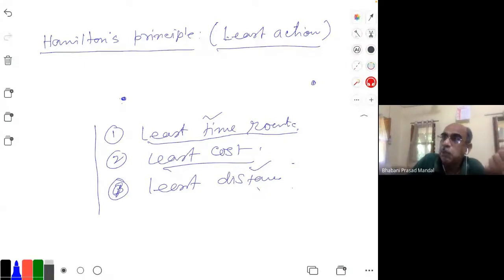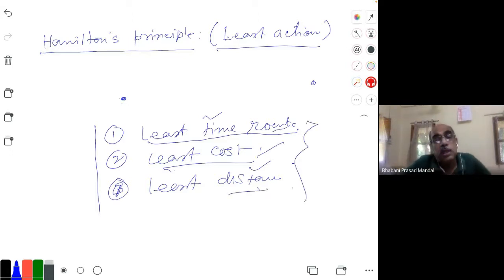Suppose the shortest path is a straight line. Sometimes it may be the same: least distance, least time and least cost may coincide, and all three will give the same path. That is also possible. Or all three may be different paths. That is also possible.